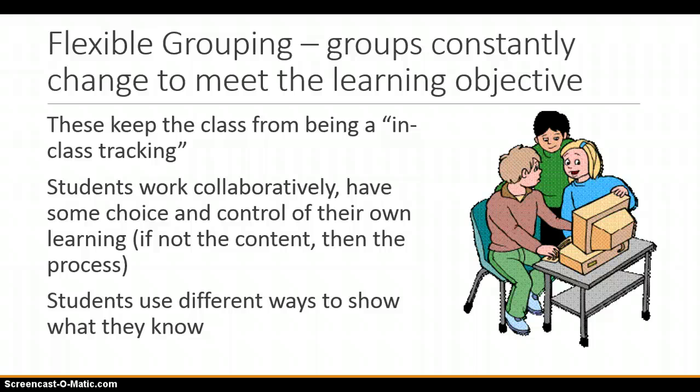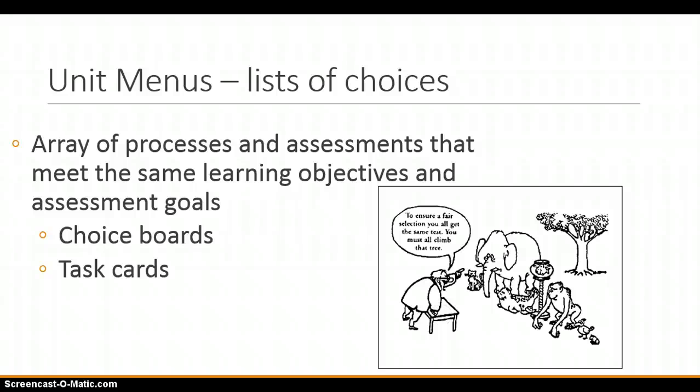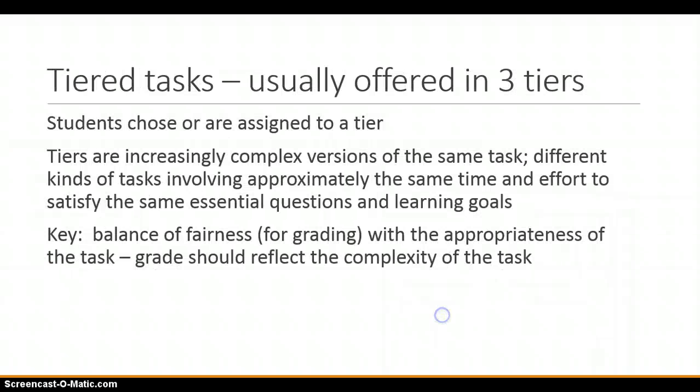Okay, again, with flexible grouping, we don't want to track students, but we do want to group them so that they can always efficiently and effectively learn and demonstrate what they know. With unit menus, it's a list of choices, and it can be, as it says here, choice boards or task cards. And then with tiered tasks, the tiers reach the same goal, and they are essentially the same task, but each level involves a little more time and a little more effort on the part of the student.